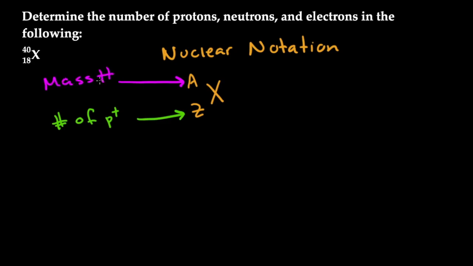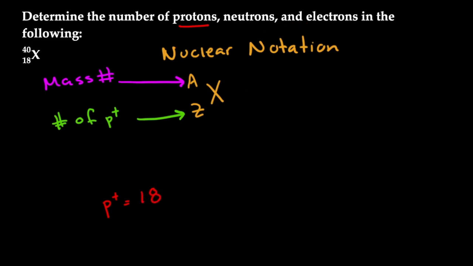The mass number is the number of protons and the number of neutrons within a particular isotope of a particular atom. So if we want to know the number of protons, we just look at the number right here, and this is 18. So the number of protons is equal to 18. We have 18 protons.